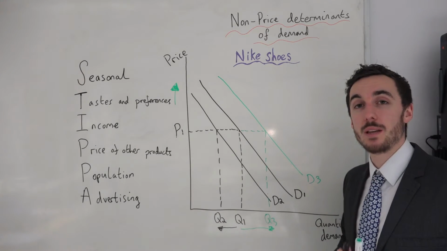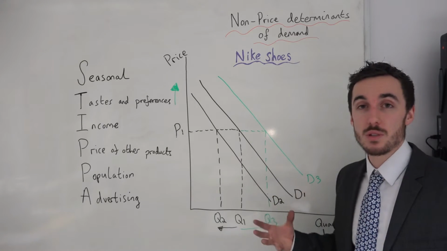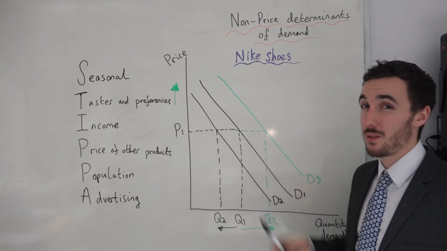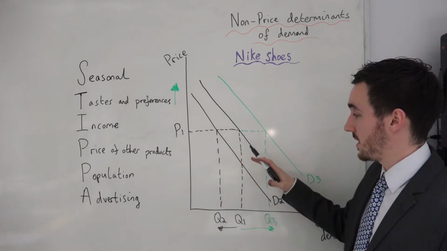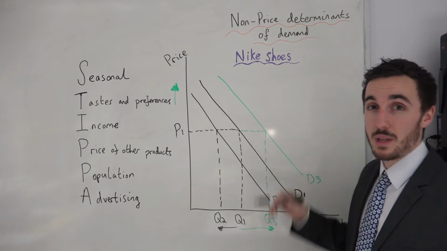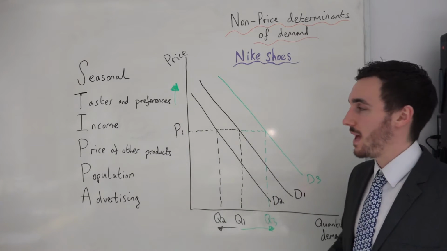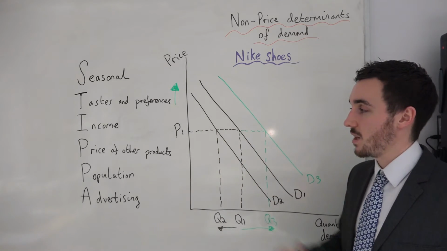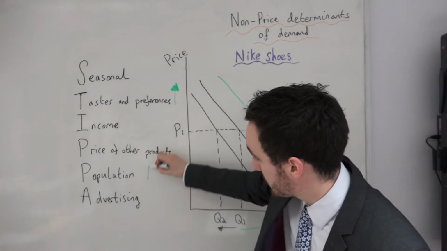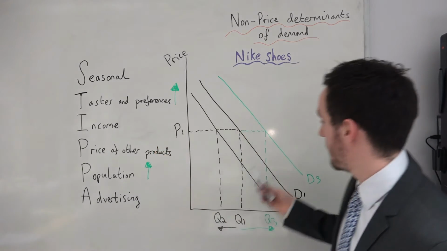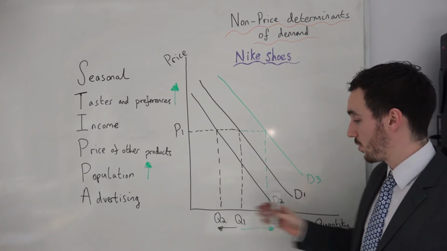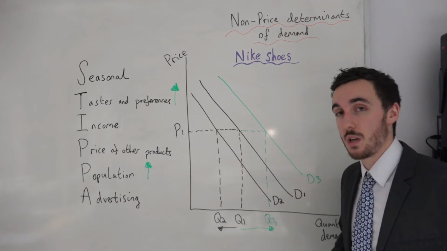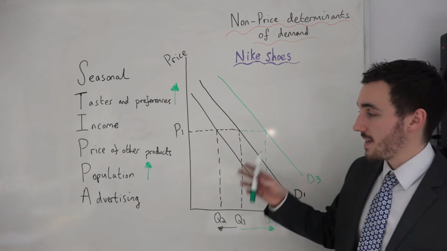Okay, the next one is population. If the population grows, if there's more people in an economy, if we have the same price levels, we're going to see a shift out from D1 to D3 because there are more people in the economy, therefore more demand for products, even though the prices haven't changed at all. So if the population increases, we will see the demand shift to the right, more quantity even though the prices stayed the same.